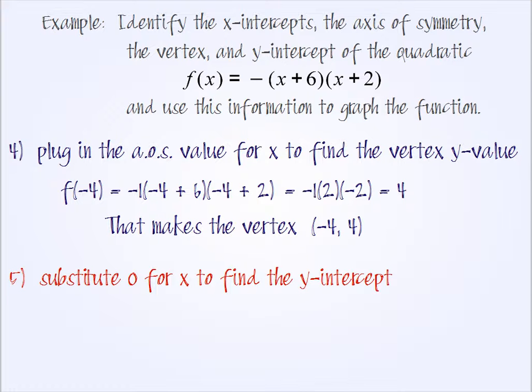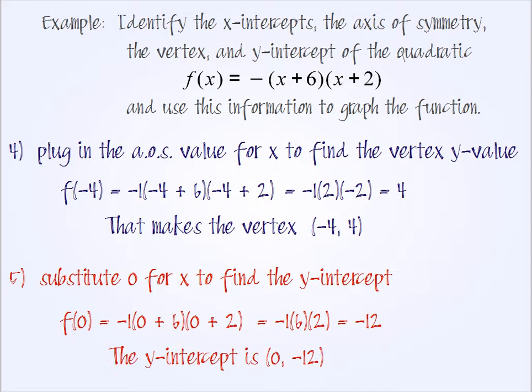Now to find the y-intercept, we substitute 0 in for x. 0 plus 6 is 6. 0 plus 2 is 2. -1 times 6 times 2 is -12. And that's where my y-intercept is going to be, at 0, -12.